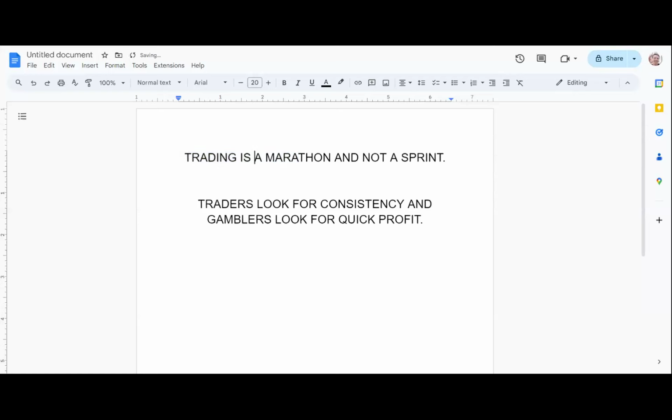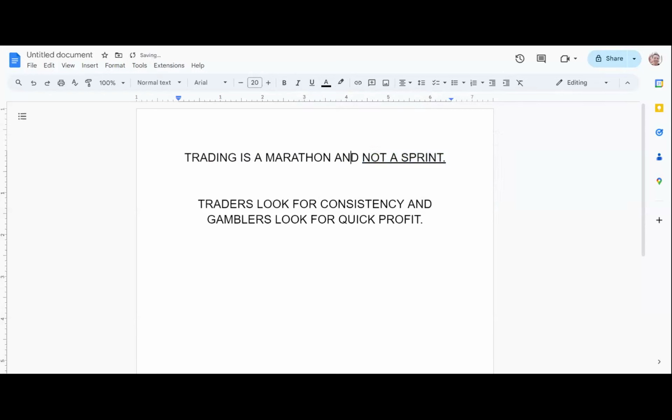Trading is a marathon, excuse me. Trading is a marathon. It's not a sprint. And this is a big thing to keep in mind, a massive thing to keep in mind, because if you treat it as if it is a sprint, you're going to lose all your money.